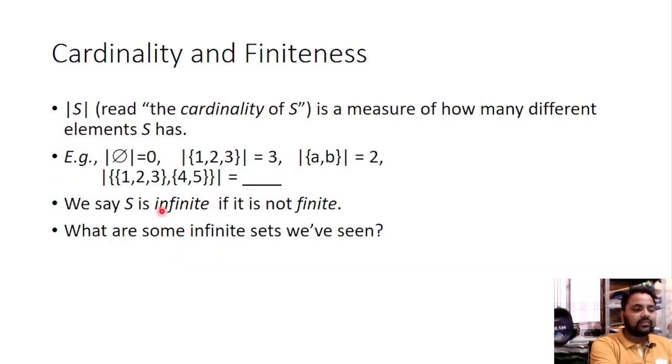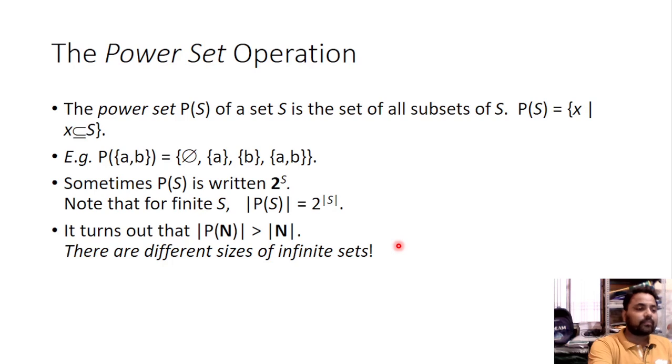We say S is infinite if it is not finite. What are some infinite sets? We have already seen the power set operation. The power set P(S) of a set S is the set of subsets of S: P(S) equals the set of X such that X is a subset of S. Here is an example: the power set of {A,B} is {phi, {A}, {B}, {A,B}}.